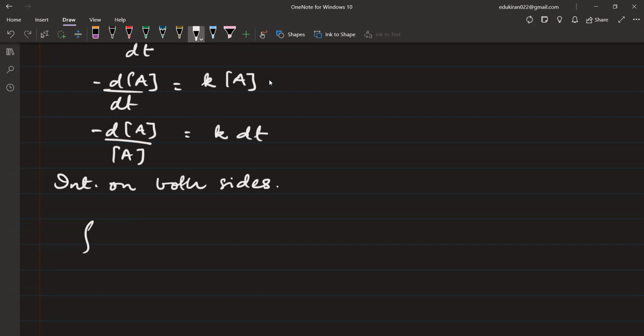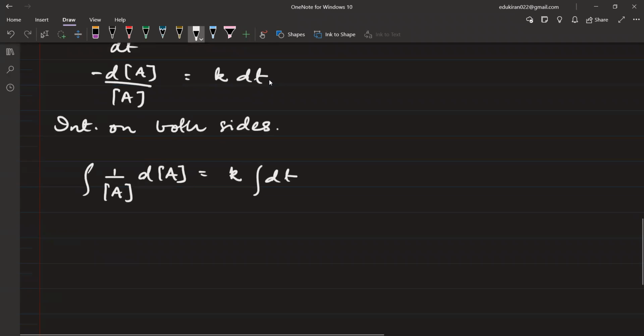So I will get integration of 1 upon A dA is equal to K into integration of dt. Integration of 1 upon A is equal to ln A. Oh, sorry, I will have the minus sign here. So this minus sign will also be here. I forgot this minus sign. This will be equal to KT and there will be an integration constant C.